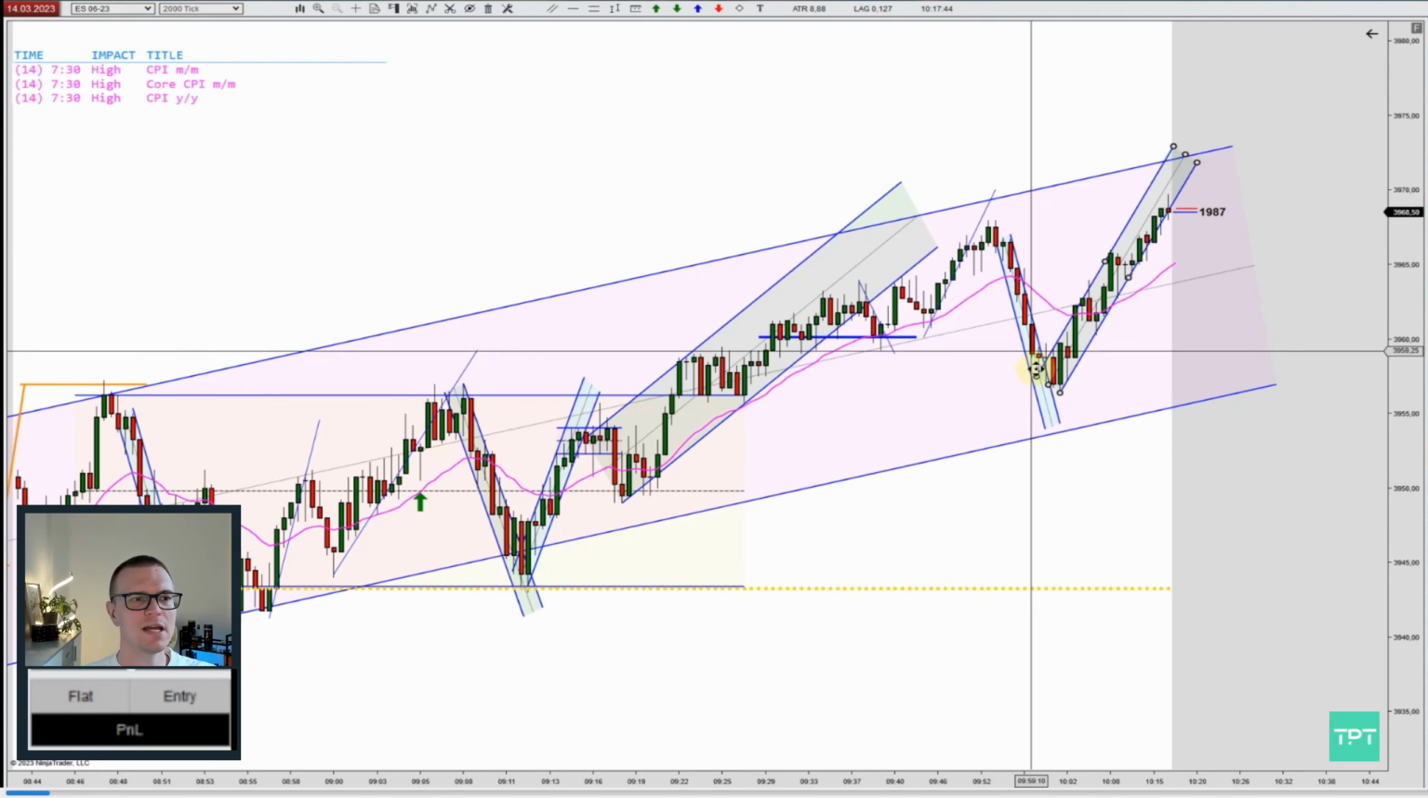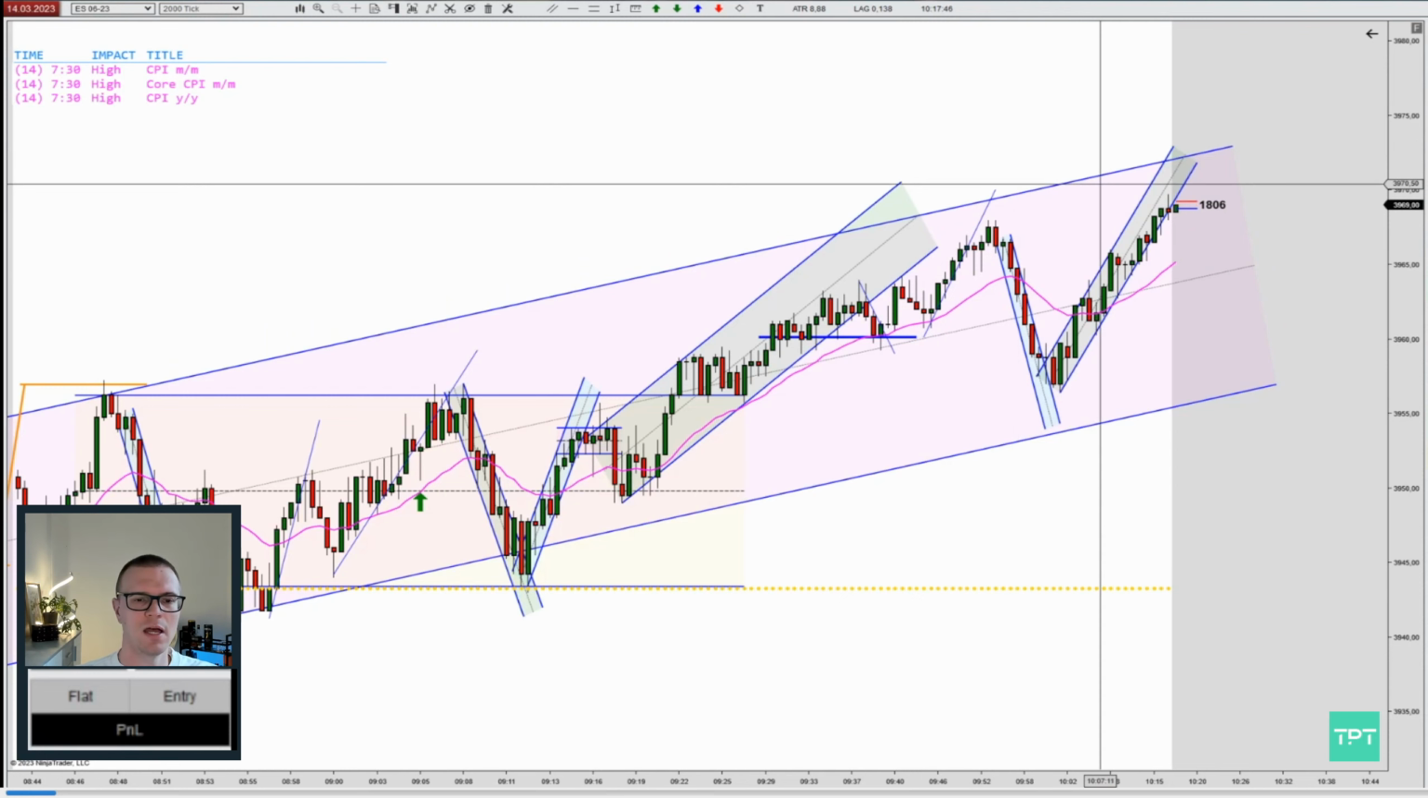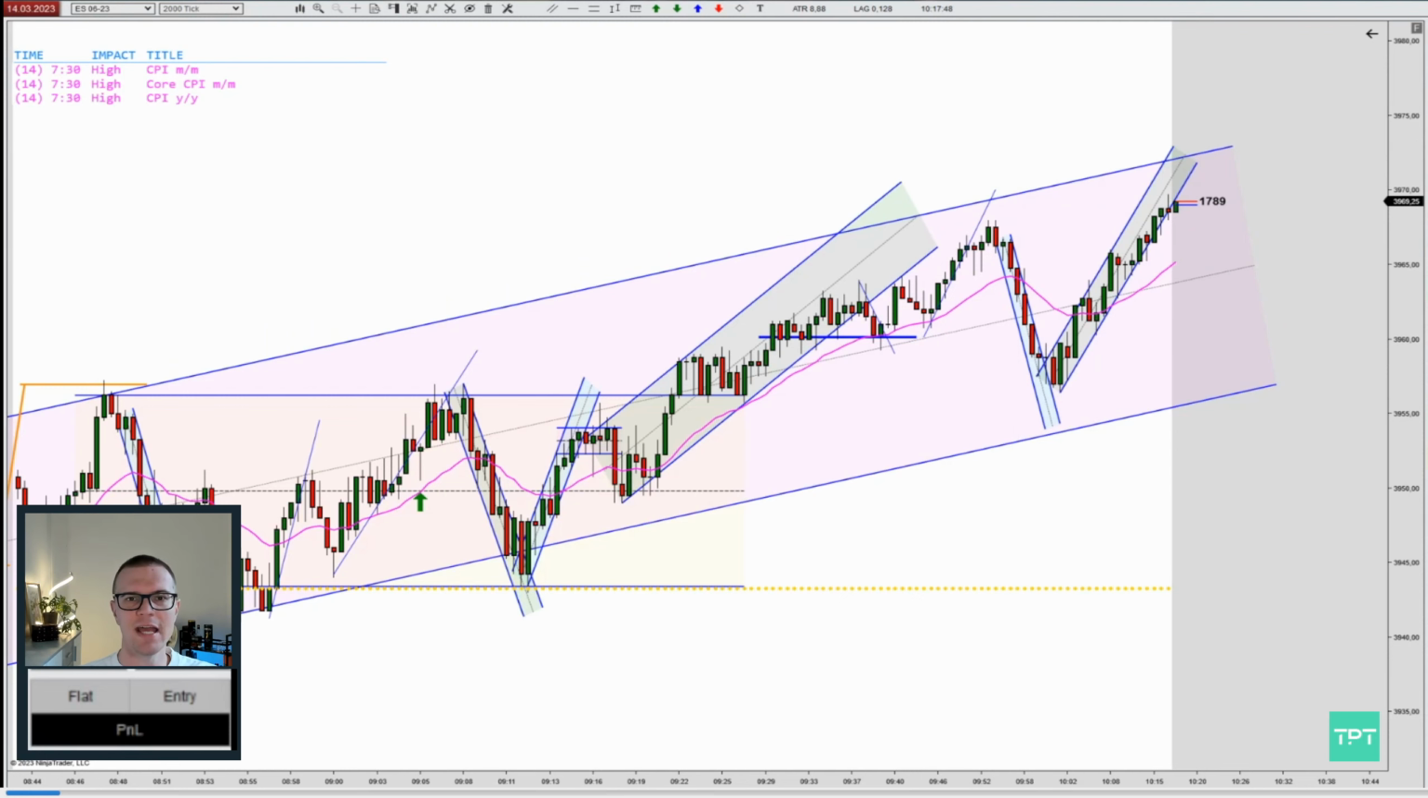We have Tuesday the 13th of March and you can see here the ES chart, the ES future on a 2000 tick chart. So this is a live scalping price action session. You can see price action is working here, and I made a couple of drawings on the chart. I will explain this in a bit more detail.